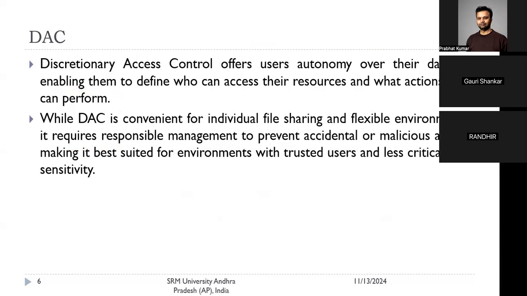Now, as we discussed, user autonomy is there, so total control by the user. DAC is convenient for individual file sharing. Basically, it is used in file sharing. Suppose I have shared one file, and who can edit that file, who cannot access that file, all that kind of permission, the user can provide to an individual user or any group. So this is all about the DAC.